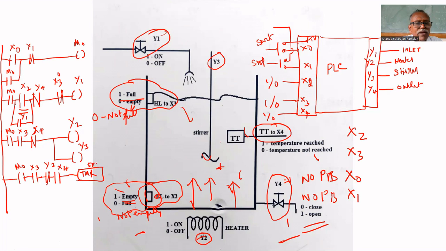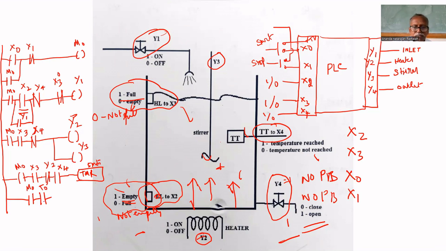A 5 minute delay timer. After that, what do we have to use? After 5 minutes, we have to open the outlet valve. So to open that outlet valve, what all is required? M0 must be there. The program must be in run mode. That's why M0 is required. Then T0 must be on. That T0 must be 1.